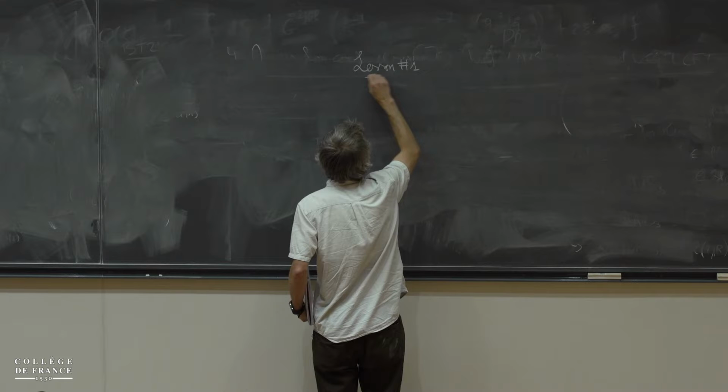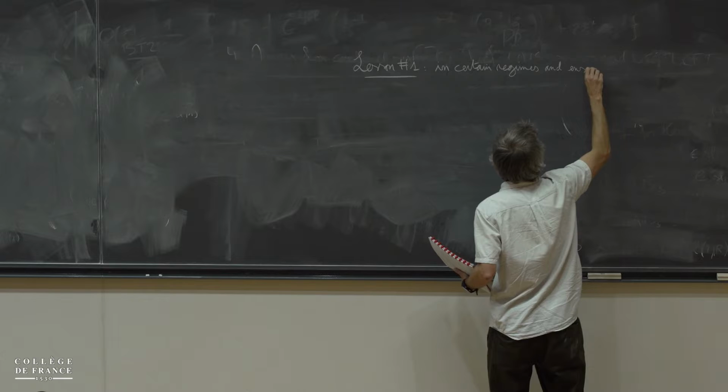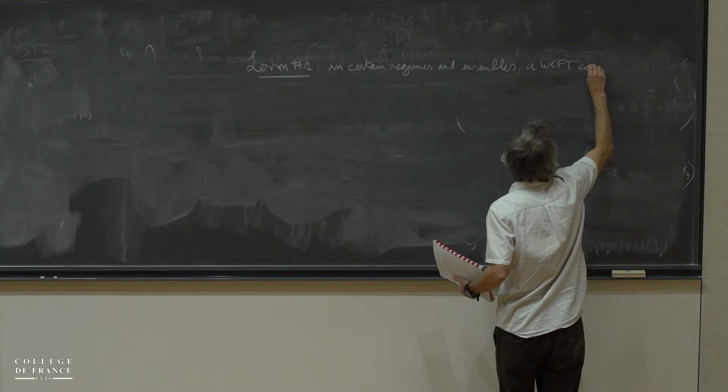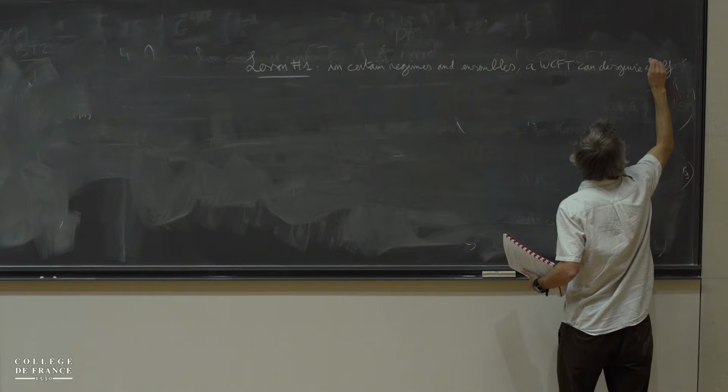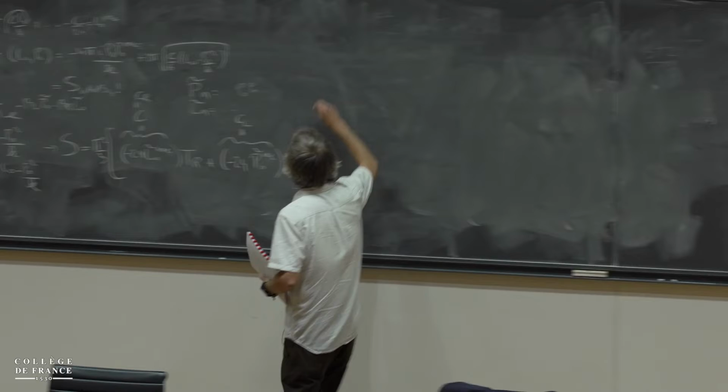In certain regimes and ensembles, the Cardy regime and that particular quadratic ensemble, a warped CFT can disguise itself in a CFT. Okay, that's one thing. So now I want to come back to the hidden conformal symmetries.